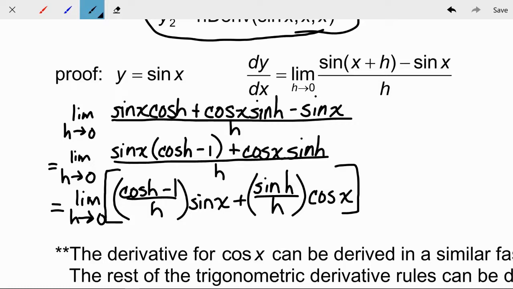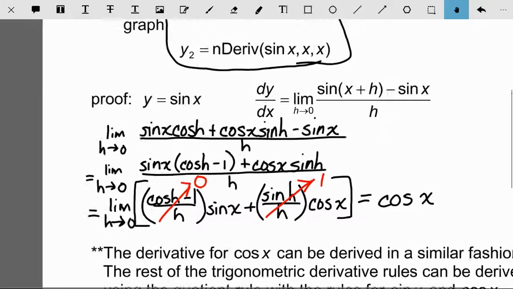And from the limits that we had up above, we know that this one is going to become 1, or this one's going to become 1. And we know this one's going to be 0. And we know that this one is going to become 1. So essentially we have 0 times sine x plus 1 times cosine x. And in the end, this whole thing just becomes the cosine of x.